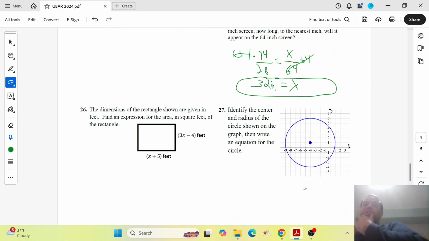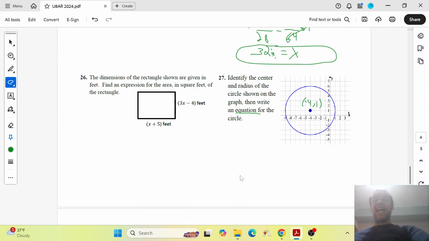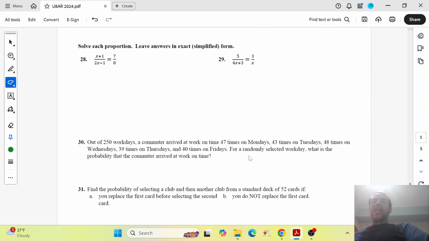Identify the center and the radius of the circle shown on the graph, then write an equation. Okay, so that's negative 4, up 1. That's not bad. You got this. So negative 4, up 1. But do you know how to put that into the equation now? Do you remember what the equation of a circle is? Memorize that.